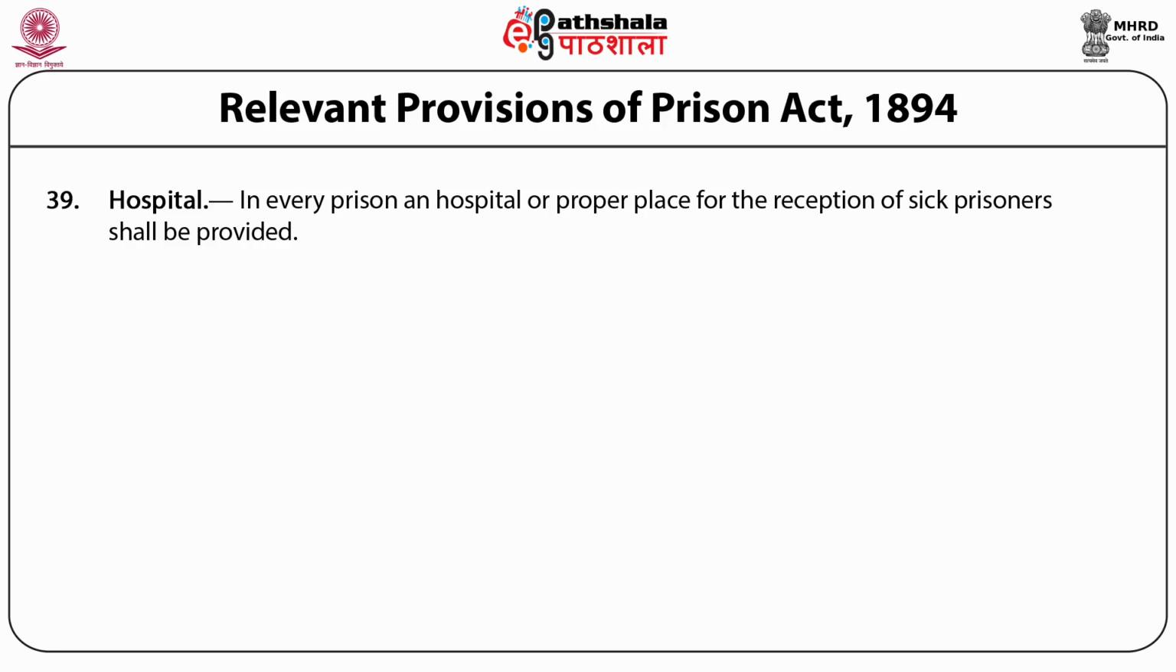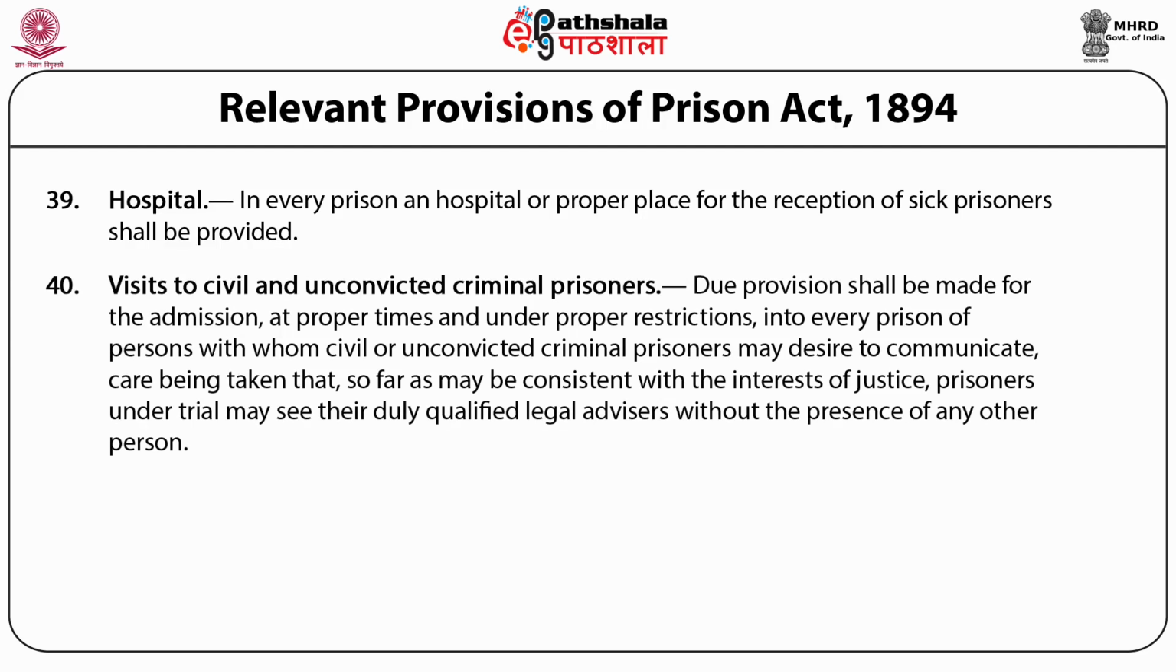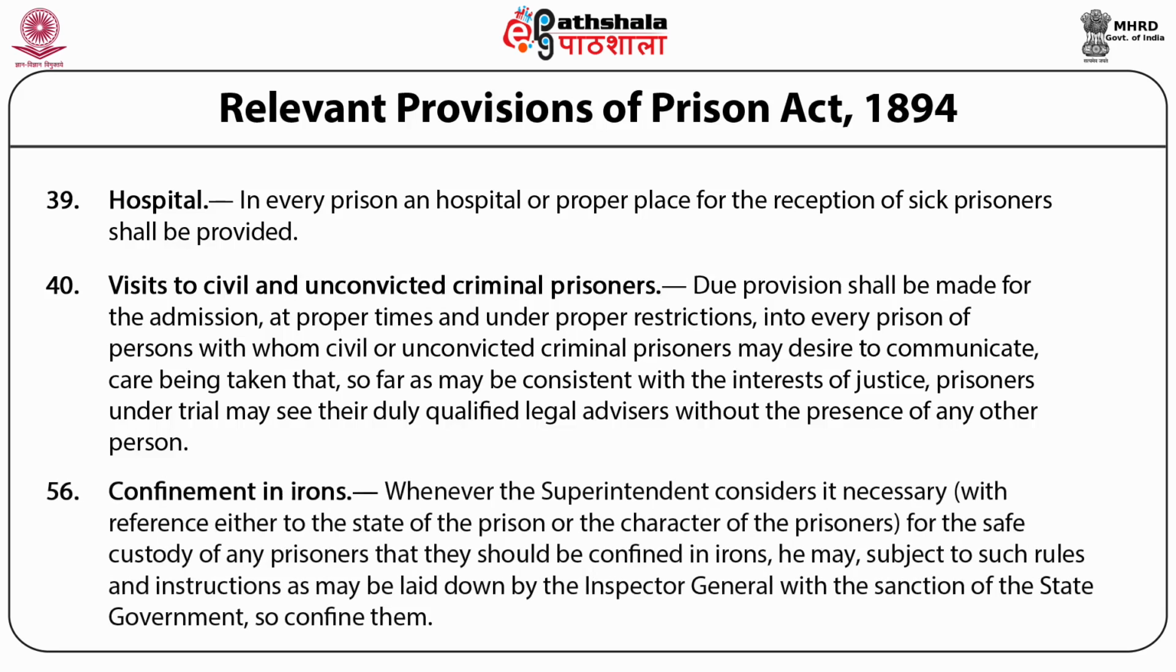Okay, now what about visits to civil and unconvicted criminal prisoners? Due provision can be made for visits to them. Essentially they may see their duly qualified legal advisors without the presence of any other persons. Okay, and now we come to confinement in chains and irons, something that international law now bars. Whenever the superintendent considers it necessary, with reference either to the state of the prison or the character of the prisoners, for the safe custody of any prisoners, they may be confined in irons. The superintendent may, subject to such rules and instructions as may be laid down by the IG with the sanction of the state government, so confine them. So unfortunately, in 2015, 21st century India, prisoners may still be confined in chains and irons.